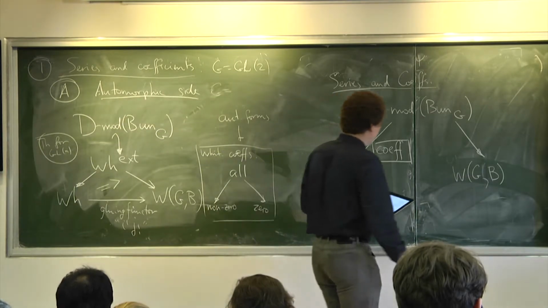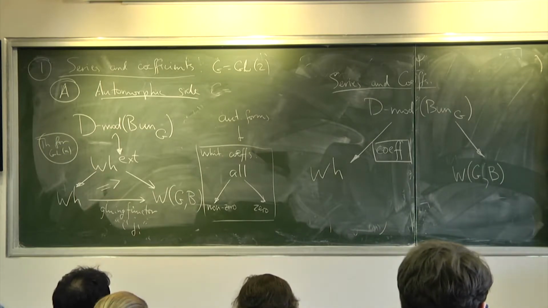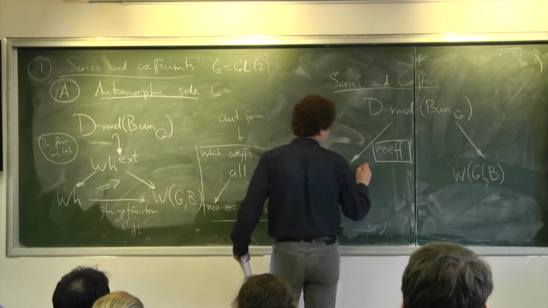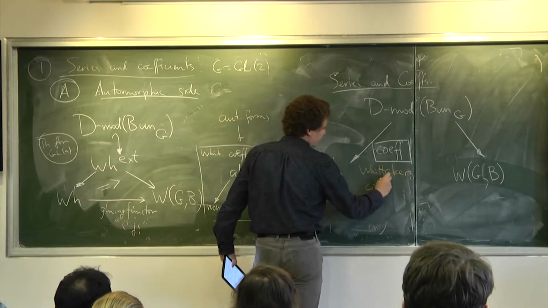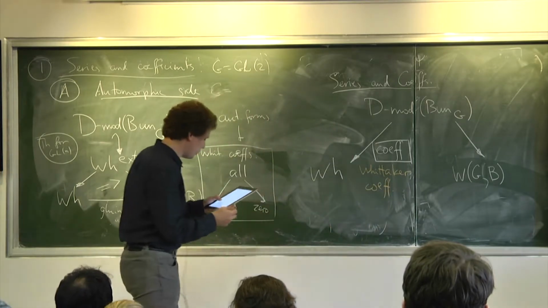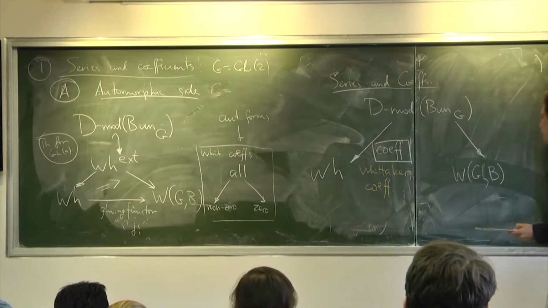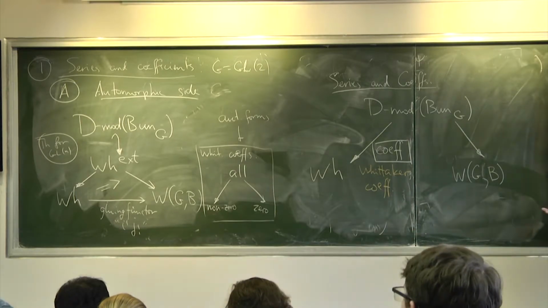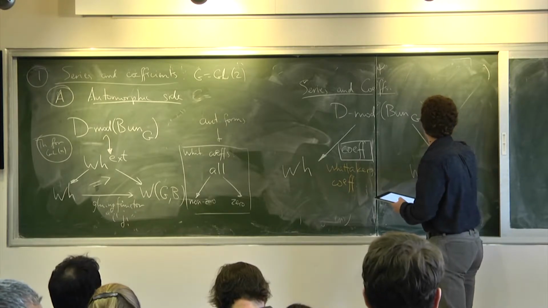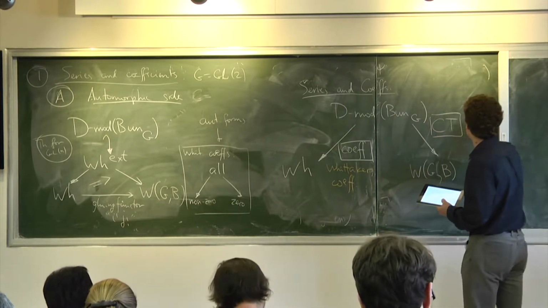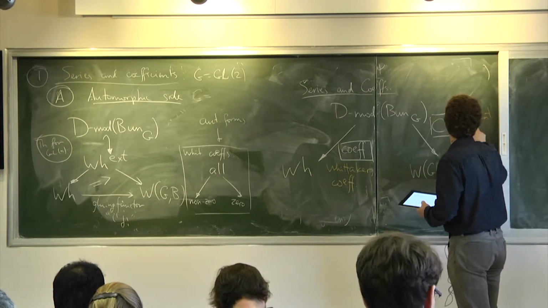Let me use a different color for names. So this is the non-degenerate Whittaker coefficient, and something that can be called the zero Whittaker coefficient, but the zeroth coefficient of the Fourier series is its constant term. So this is the constant term functor.